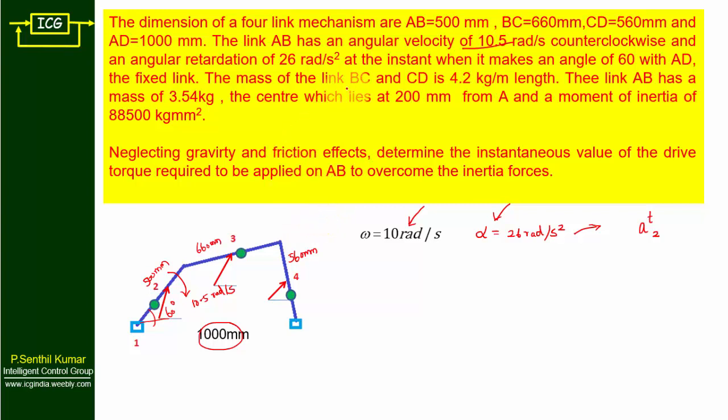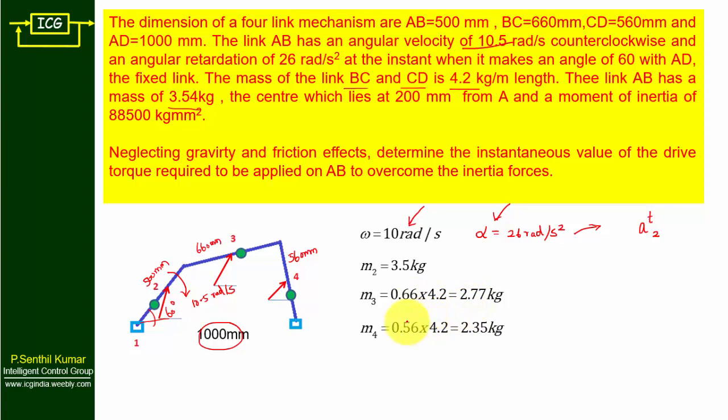The mass of the link BC and CD is 4.2 kg per meter. The values are given in kg per meter. The link AB has a mass of 3.54 kg. So M2 equal to 3.54 kg. We can find out M3 and M4. M3 equal to 4.2 kg per meter, but here it is 660 mm, so 0.66 into 4.2 kg per meter. So meter will cancel, you will get 2.77 kg.